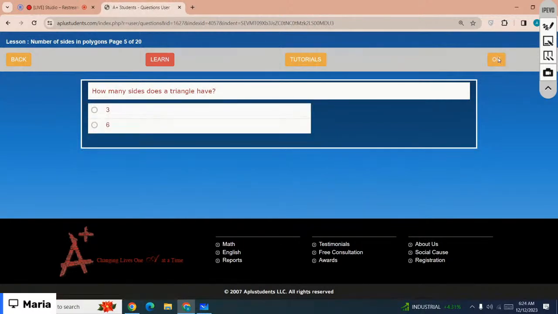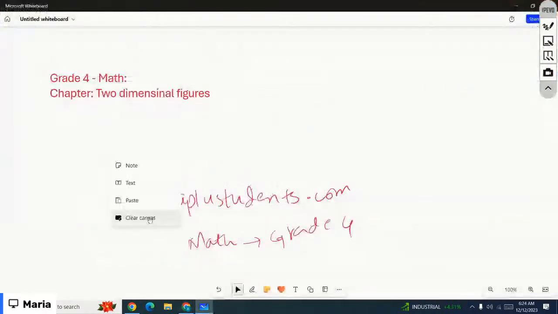How many sides does a triangle have? Which is the correct option? A triangle has just three sides, right? Okay, so if we classify the polygons according to the shape, a triangle has three sides. You can note it down. Triangle has three sides. Quadrilateral has four.